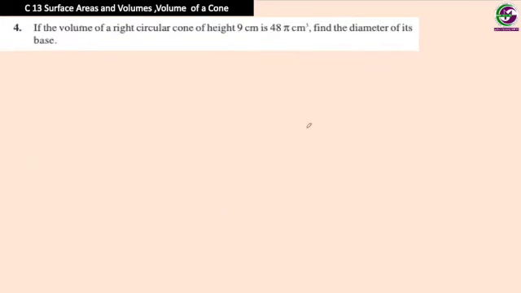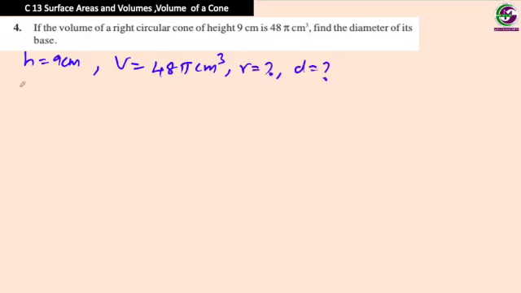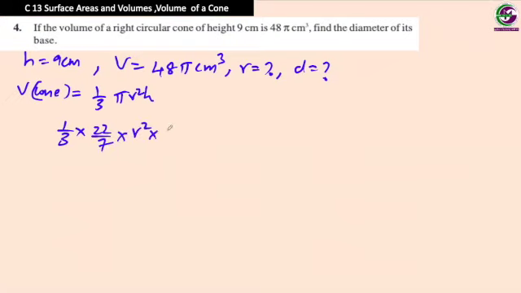Let us see question 4. If the volume of a right circular cone of height 9 centimeters is 48 pi centimeter cube, find the diameter of its base. So first we have to find the radius and then the diameter. Once again, the volume of a cone is 1 by 3 pi r square h, and we have the volume, so 1 by 3 times 22 by 7 times radius square times height is equal to 48 pi.